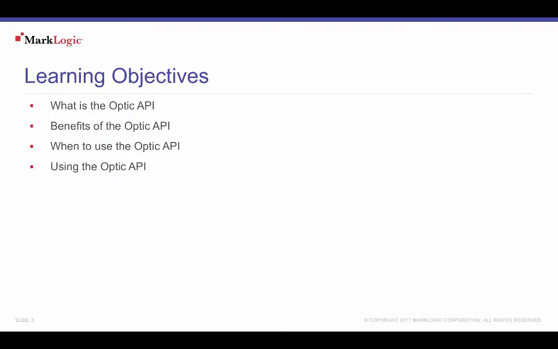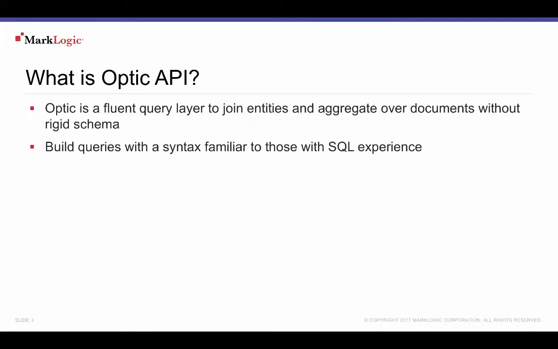In this tutorial, you will discover what the Optic API is and the benefits of using it. You'll also learn when to use the Optic API and see a demonstration of it. The Optic API blends the relational world with NoSQL document features and performs joins and aggregates over document content. Perform efficient joins and aggregates over your distributed data in the database.